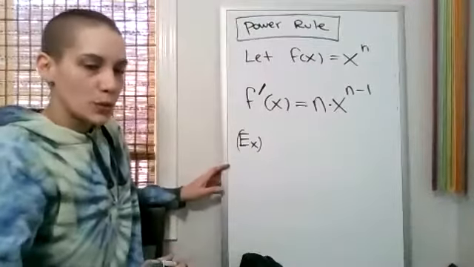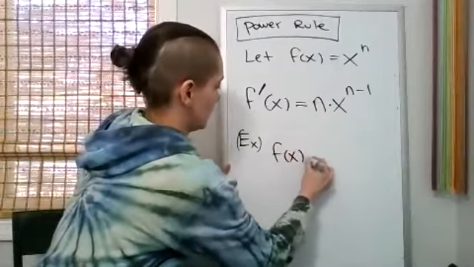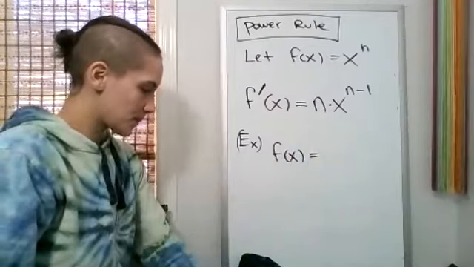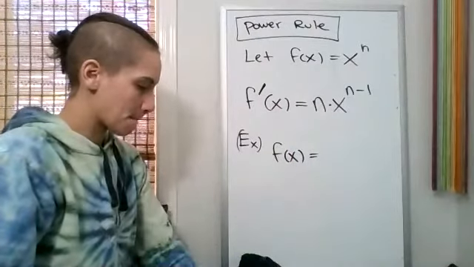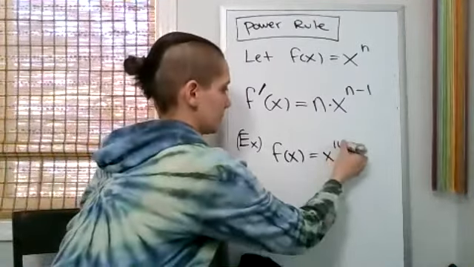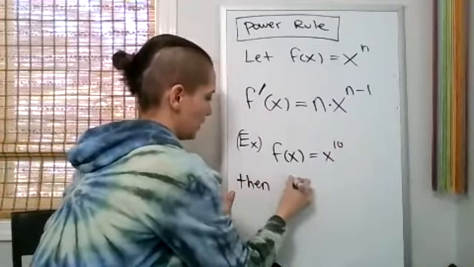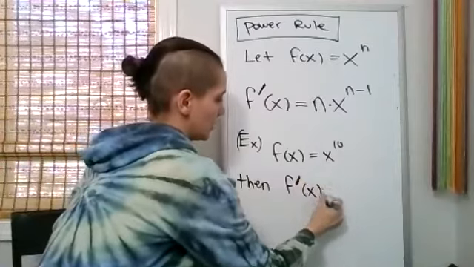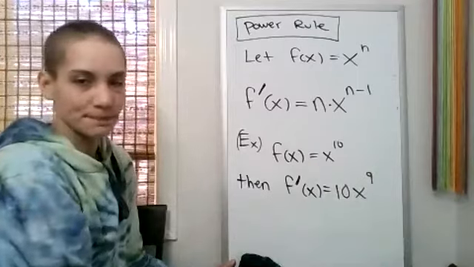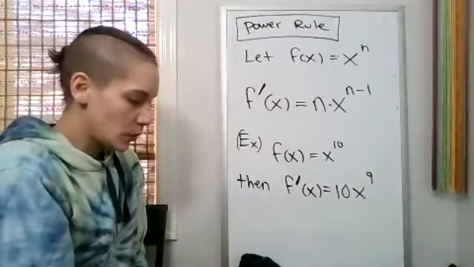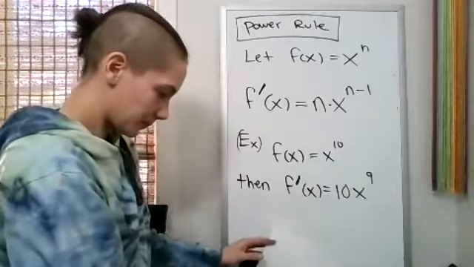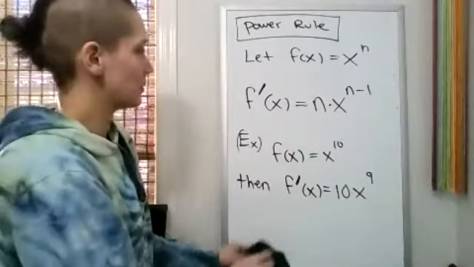I have f of x equal to, let's do x to the 10th. Okay, f prime of x would be 10x to the 9th. So I will walk through this proof and more examples after that. So prove it.